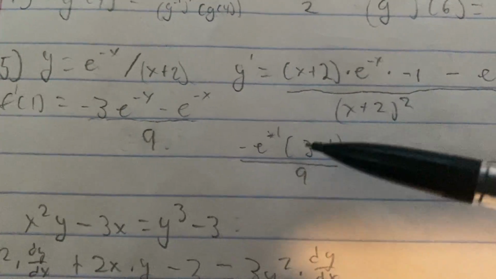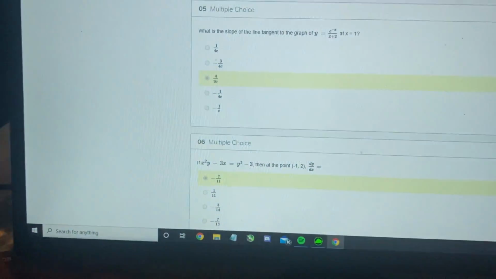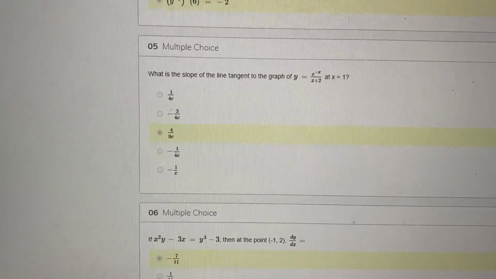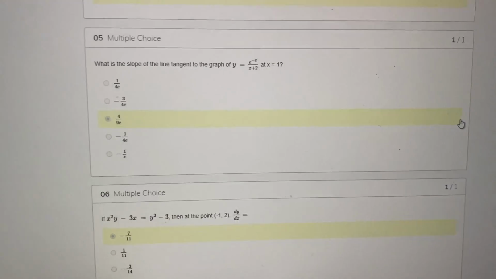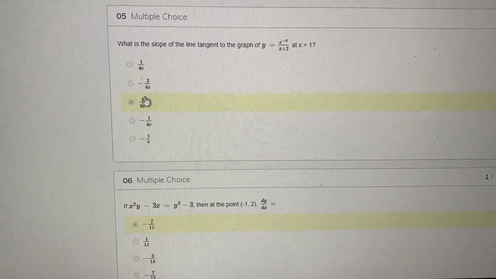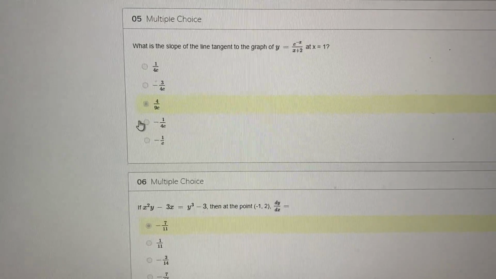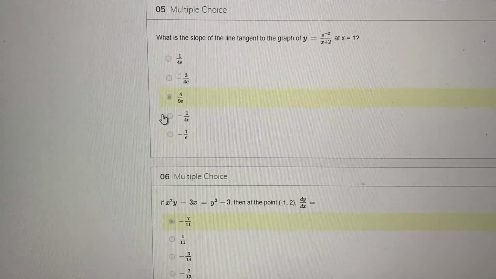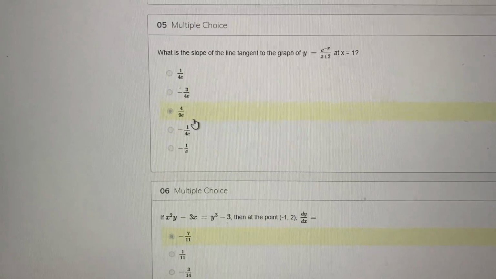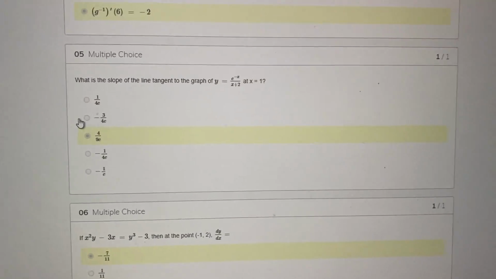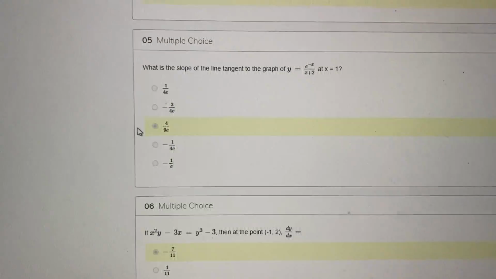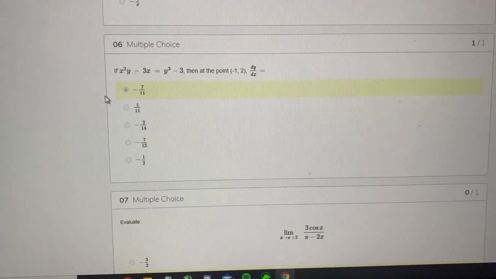And although you can factor e to the negative x out of this equation, leaving you negative e to the negative x times 4 over 9, that is not a solution on the test, although that is the right answer. It would be -4 over 9 times e to the negative x. But it was just, I guess, a mistake on the test. But that would be the correct solution for number 5.